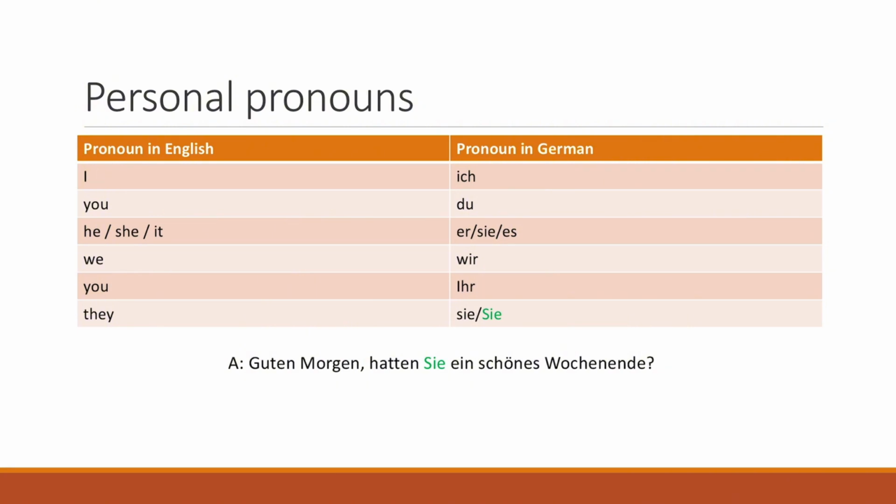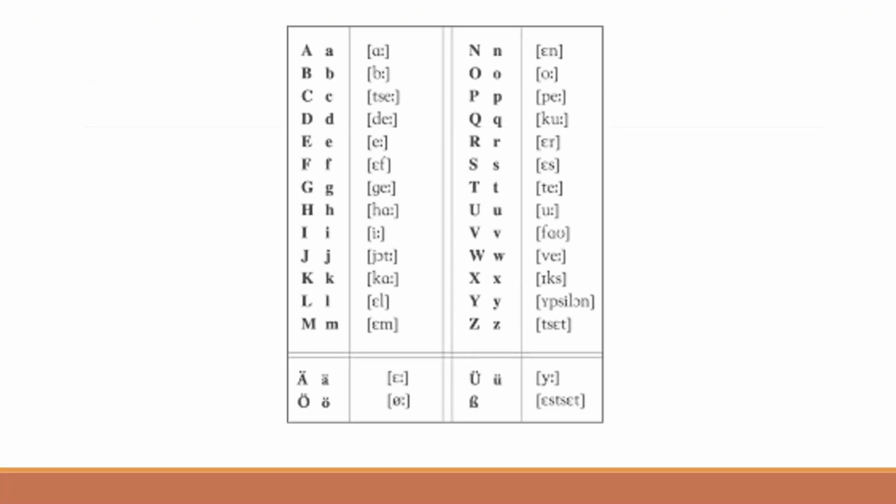On the other side, in the second dialogue, we saw that person A started the conversation by saying, "Guten Morgen, hatten Sie ein schönes Wochenende?" And "Sie" is a way to say you, but in a more formal environment. So if you're talking to a friend of yours, you might say "hallo" and then "du." But if you're talking to a person you might not know, or in a more formal environment, you're going to use "Sie."